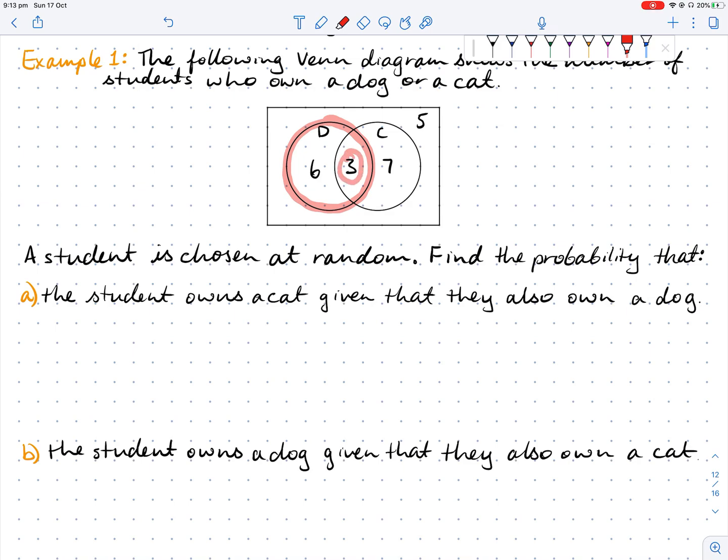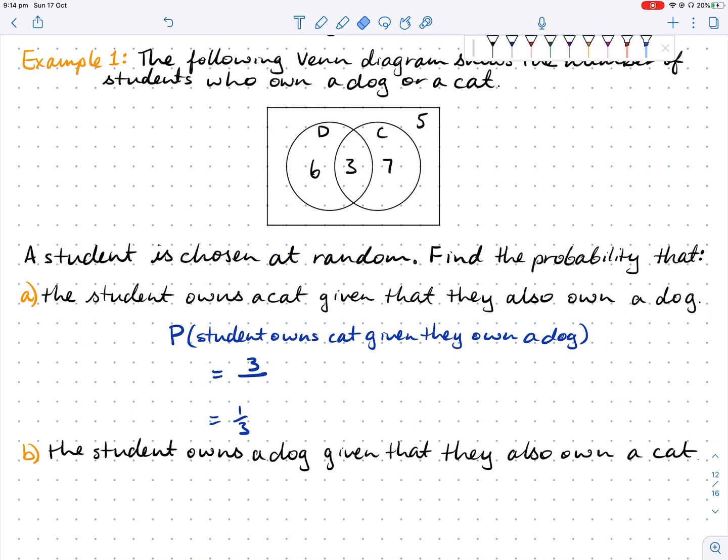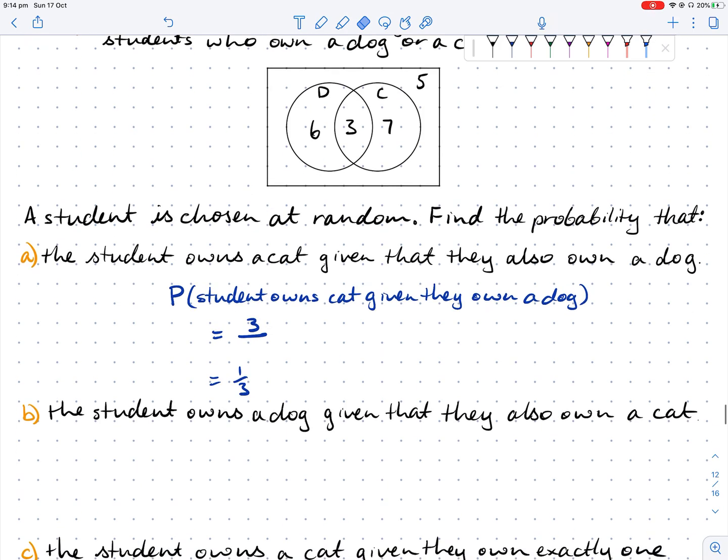We have 3 cats out of the total of 9 people. So the probability student owns cat given they own a dog is going to be those 3 people in the overlap out of a total of 9. Well, that's 1 out of 3. So when we're looking at conditional, we're honing in onto a certain section of our whole diagram.